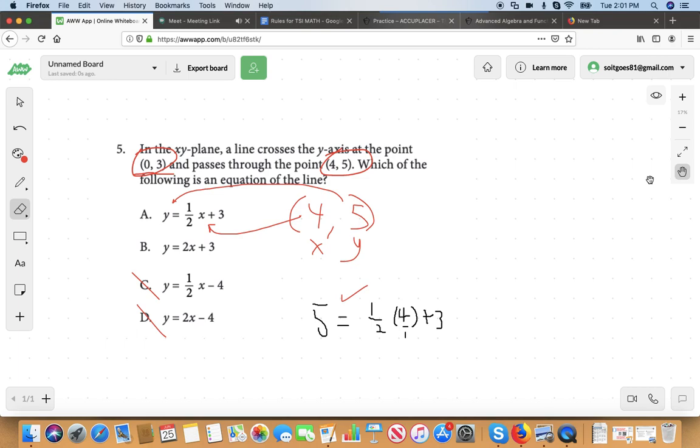So let's leave A, but plug those values into answer choice B. All right, see what we get. 5 equals 2 times 4 plus 3. So 2 times 4 is 8 plus 3, 11. No way. So no. The answer is A. Answer choice B is gone. It is A. Any questions about that?